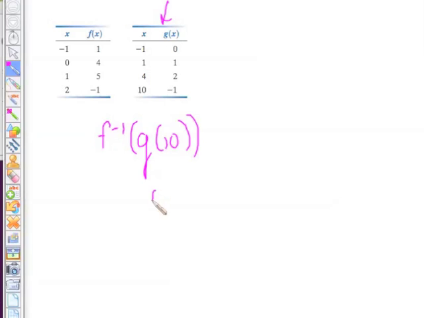That means if 10 goes into g, we want to know what comes out. So if 10 goes into g, negative 1 comes out. So what I can do then is I can rewrite this as negative 1. Or in other words, now my question is to find f inverse at negative 1.